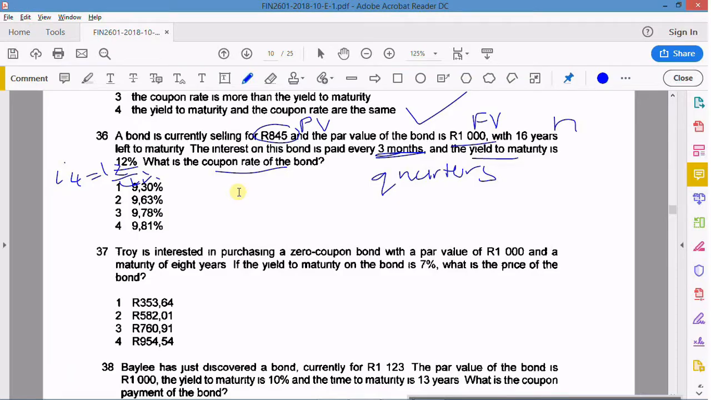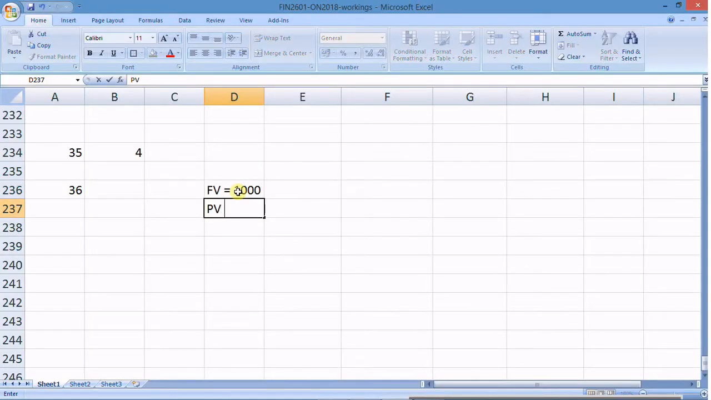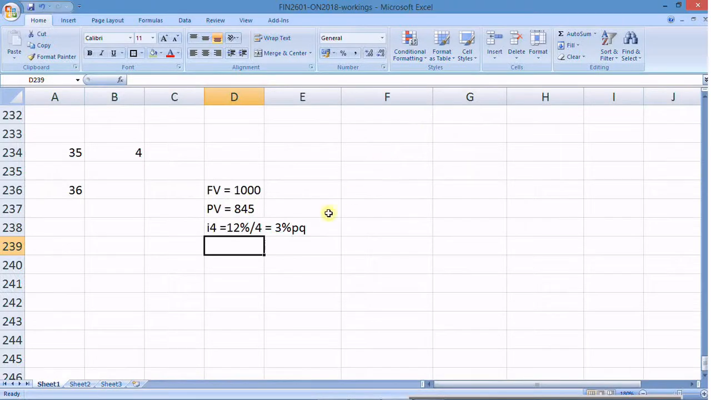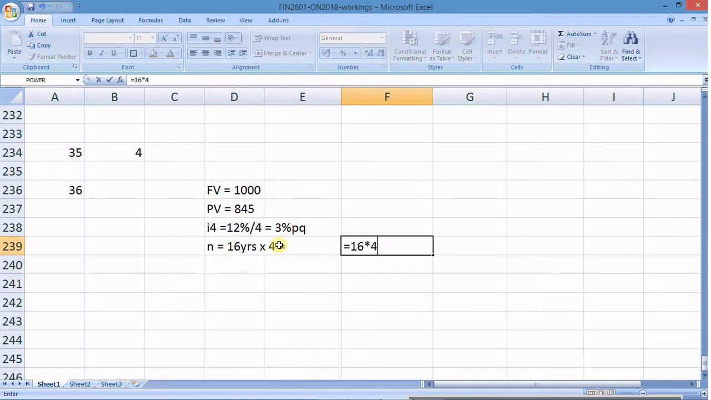Future value? It's 1,000. Present value? It is 845. I was 12% divided by 4, which is 3% per quarter. Do you agree? Yes. Yield to maturity 12%, and it's paid every 3 months. Every 3 months is 4 times a year, which is right. Then 16 years times 4 is 64 quarters.